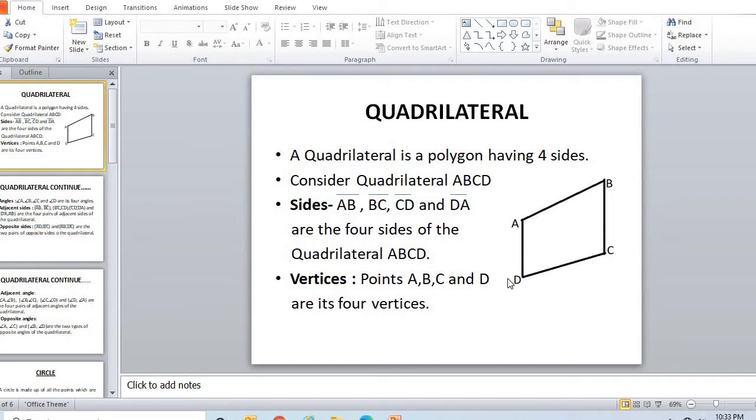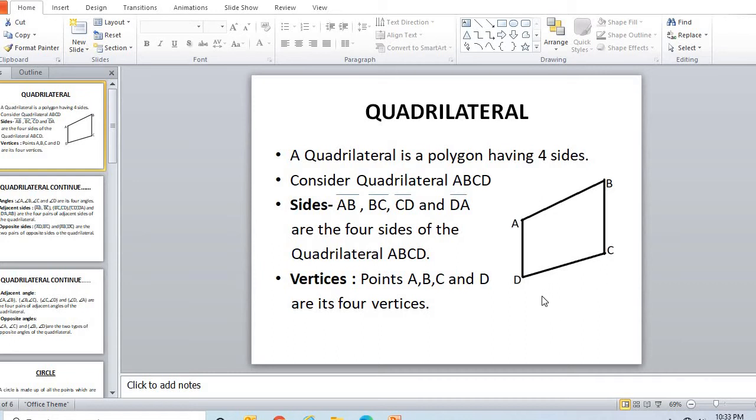Now opposite sides. If you see the opposite sides, then see AD, its opposite is BC. If you see AB, then its opposite is DC. So these are the two pairs of opposite sides of the quadrilateral. Understood all of you? AD, what will be its opposite? BC. And AB, its opposite side is DC. So these are the two pairs of the opposite sides of the quadrilateral.